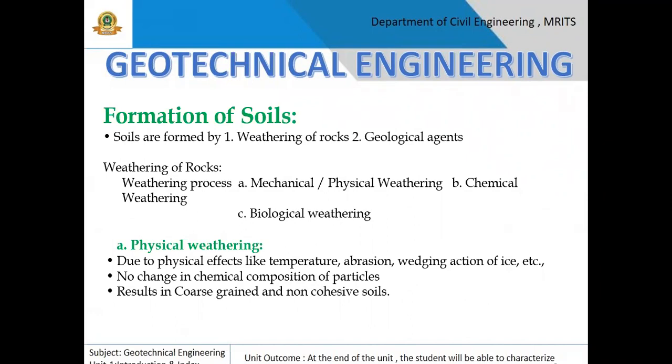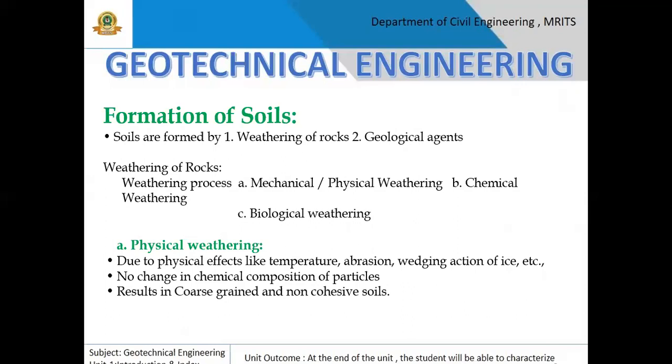So these are the different types of weathering. First, let us discuss physical weathering. If you remember, physical weathering is based on temperature, abrasion, wedging action of ice, and all those. Whenever rocks come into contact with these effects, physical weathering takes place. Because of this, there is no change in the chemical composition of the particles.